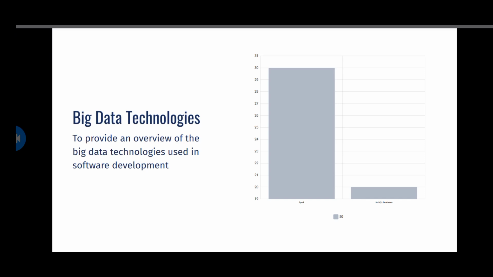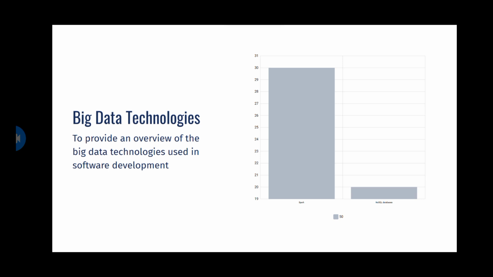NoSQL database, no way, the competition even before. As you can see, NoSQL database just occupied a 20% share, whereas Spark occupied 30% of the share. It shows the domination of Spark over other languages, with a majority share. It took a place of almost 60% of the total share, Spark.